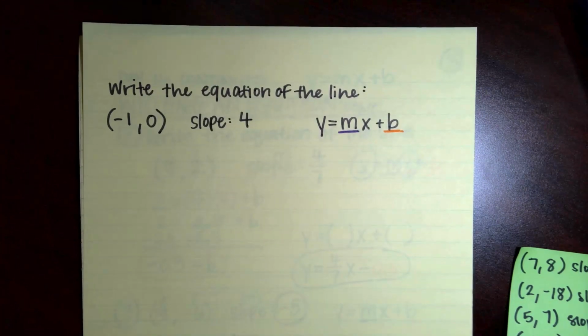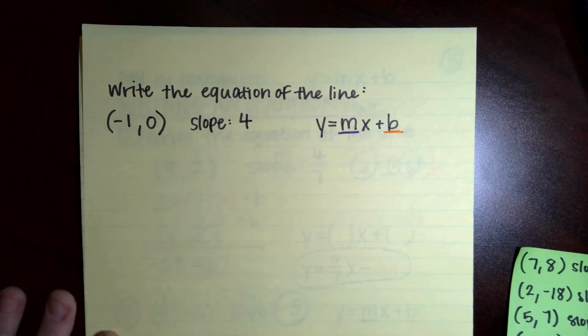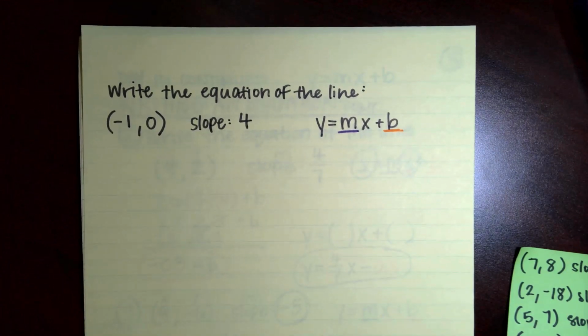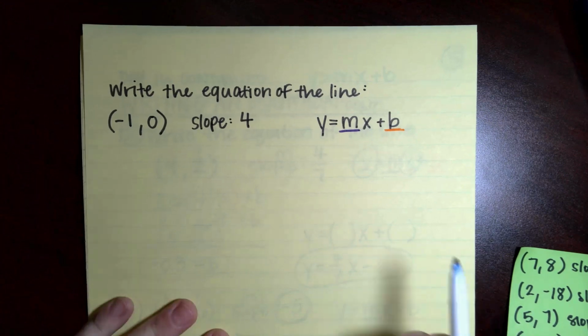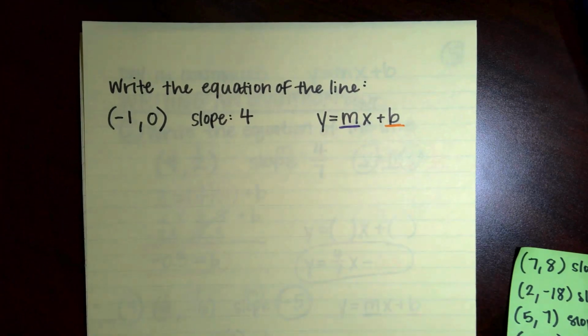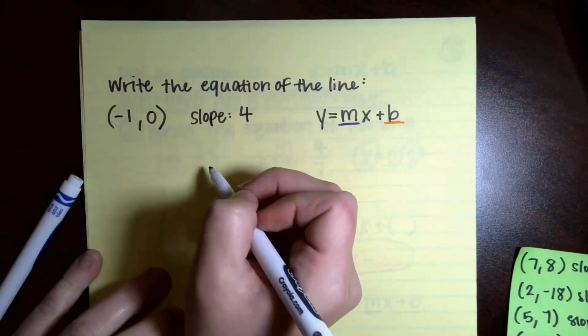I want to make sure you guys have time for your exit ticket. Let's look at this point and this slope. We want to write the equation of this line. What should we do? Well, first, we should put in the slope. Let's rewrite the equation. Our slope is 4, so we'll go ahead and write that in.